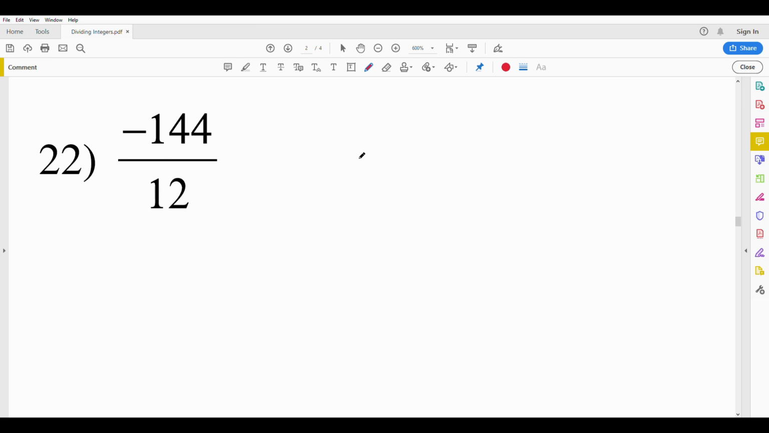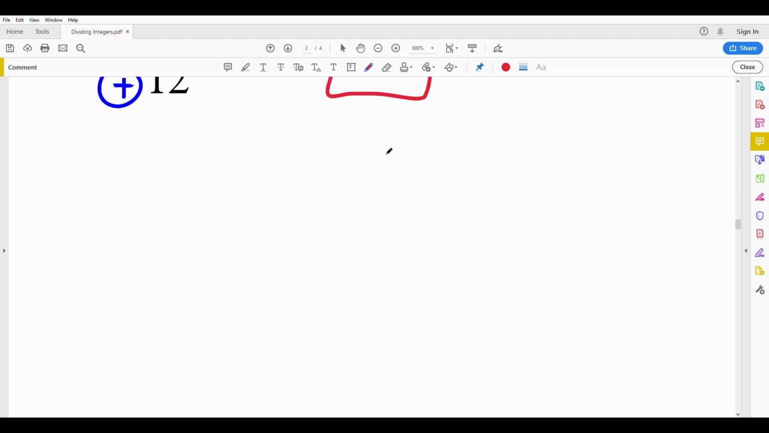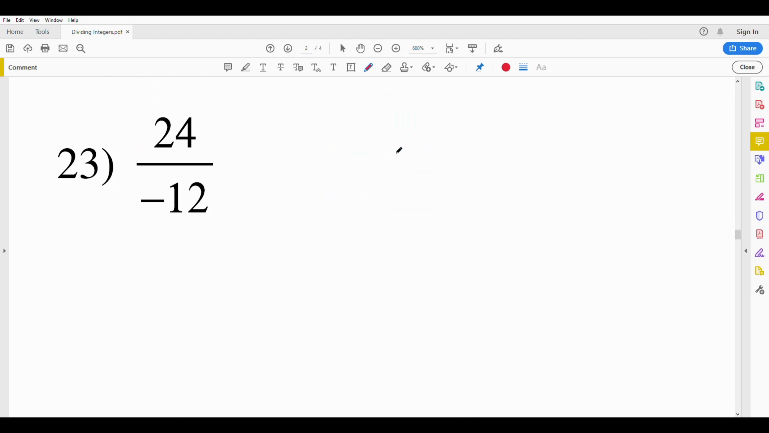In number 22, we have negative 144 divided by a positive 12. Negative divided by a positive, those are opposite signs, so our result is going to be negative. And 12 goes into 144 12 times. Negative 144 divided by 12 is a negative 12. For number 23, we have a positive divided by a negative, so the result is going to be negative. And 24 divided by 12 is 2, so negative 2 is our solution in number 23.